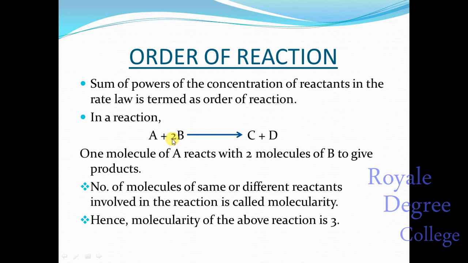The number of molecules of same or different reactants involved in the reaction is called molecularity. Here in this reaction you can see one molecule of A is reacting with two molecules of B. So how many molecules are taking part in the reaction here? 3, isn't it? So the molecularity of the reaction is 3.